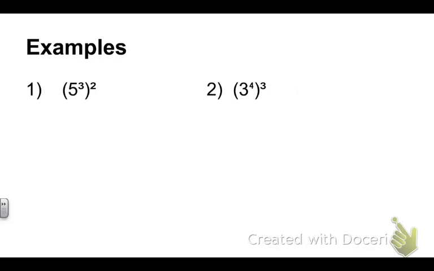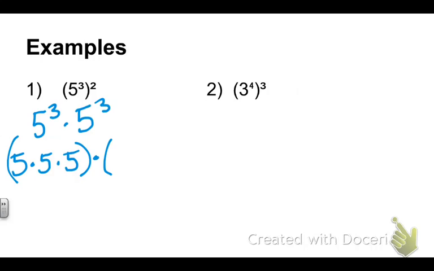So examples, let's see, if we've got 5 cubed and then that's squared, what that means, let's write it out, it means 5 cubed times 5 cubed. I've got 2 of those. We'll write that out. What does that mean? That means 5 times 5 times 5, there's my 5 cubed, times 5 times 5 times 5. So if you look, there's nothing but 5's being multiplied. If you count how many there are, keep the same base, there's a total of 6.